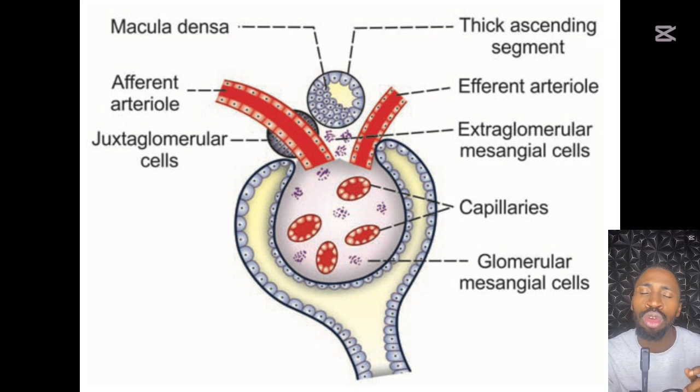Don't forget, we talked about the macula densa, which is a sensor and secretes thromboxane A2. We talked about the extraglomerular cell, which is present in the triangular area between the macula densa, afferent arteries, and efferent arteries. We talked about the intraglomerular mesangial cells, which are present in the capillary loop. And this last one is the juxtaglomerular cell, which is present in the smooth muscle wall of the afferent arteries.